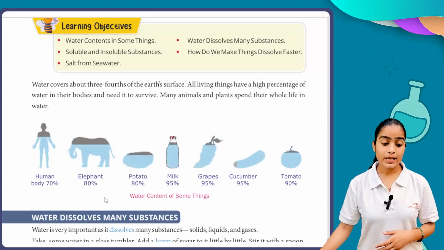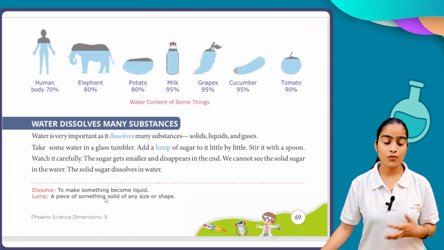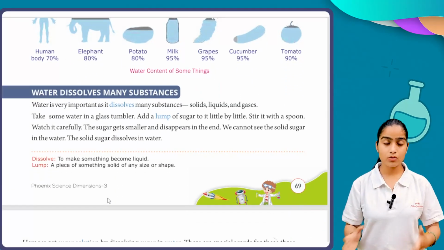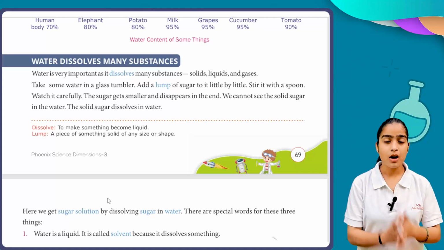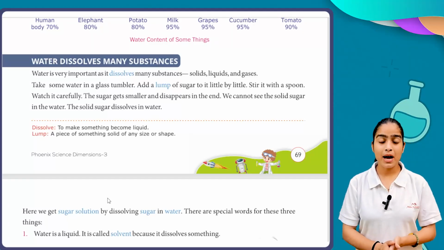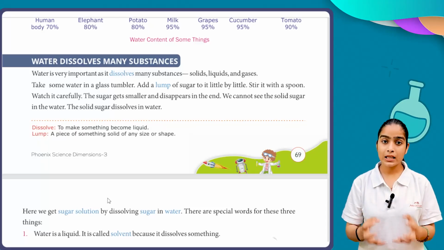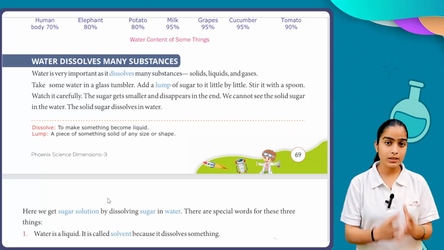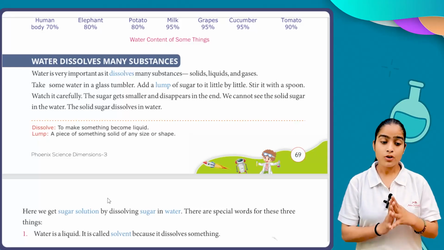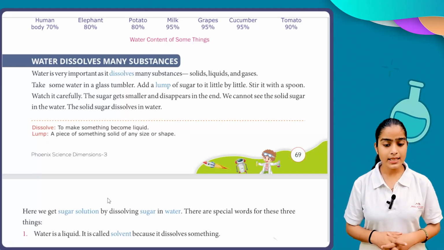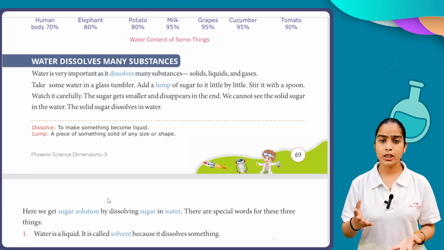Okay, next, now we have water dissolves many substances. As we discussed, water dissolves many substances. So first of all, we have to understand, what do we mean by dissolve? Dissolve means when anything disappears in the water, that is referred to as dissolving. Water is very important as it dissolves many substances like solids, liquids, gases.